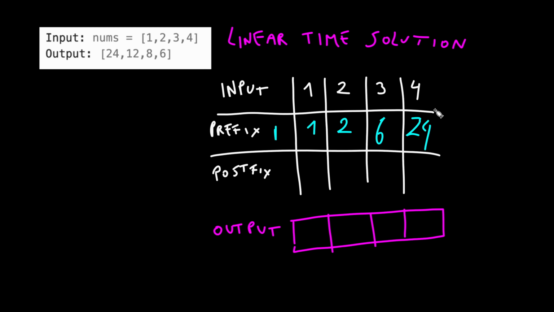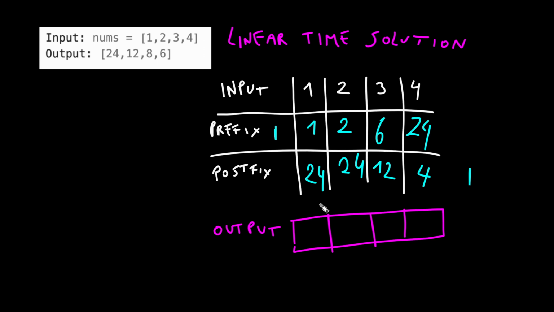Same thing for the postfix. So we are going to assume there is a number that comes after, which is 1. So this is going to be 4 times 1, 4. We want the postfix for 4, which in this case is going to be 3 times 4, it's 12. Here is 2 times 12, 24. And here is 1 times 24, which is 24 again.